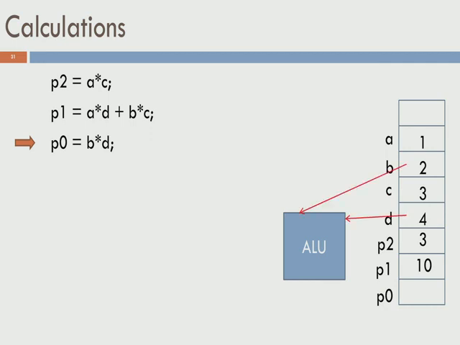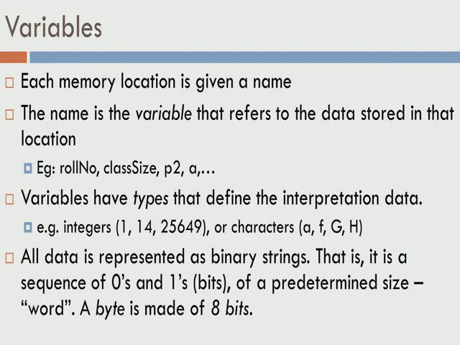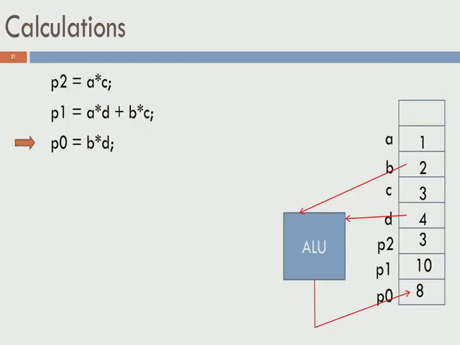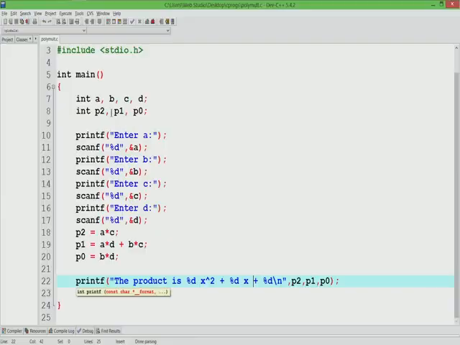Next the CPU moves to the last line, which is P0 is B times D. So again B and D are brought from the main memory. B and D did not change, they are 2 and 4, and the result of that is written back into the main memory. So at the end of the program we have 3, 10 and 8. Let us take a quick look at the program here.